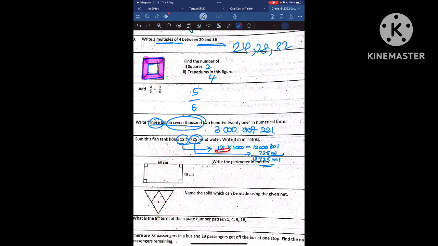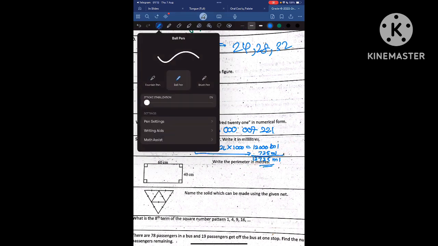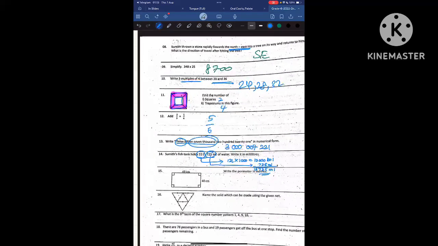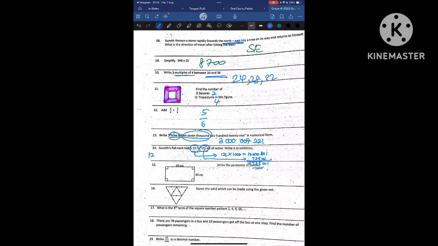So 12 multiplied by 1000: 12, 3 zeros at the end. Now it is in milliliters, 12,000 milliliters. Then add 725. So 12,000 and 725 means 12,725. So that is the answer. Always multiply separately or else the answer might be wrong.